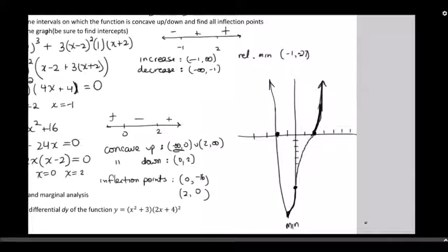So I got my minimum value down here, negative 1, negative 27. There's an inflection point here where it switches concavity. There's an inflection point there where it switches concavity. So there's the graph.